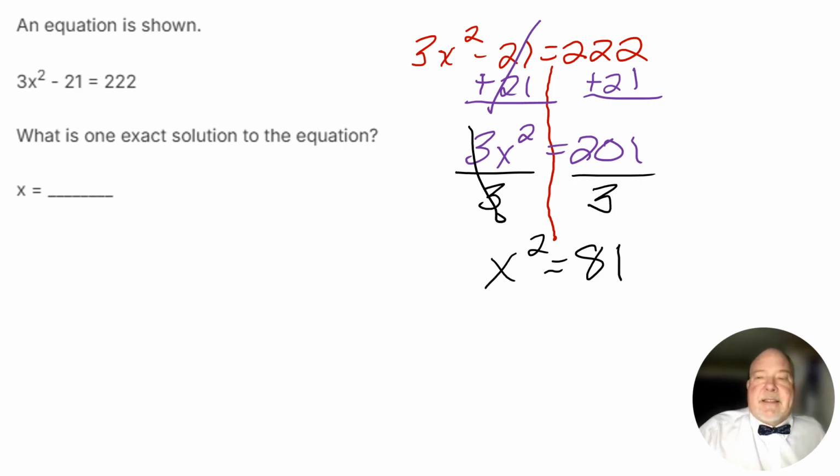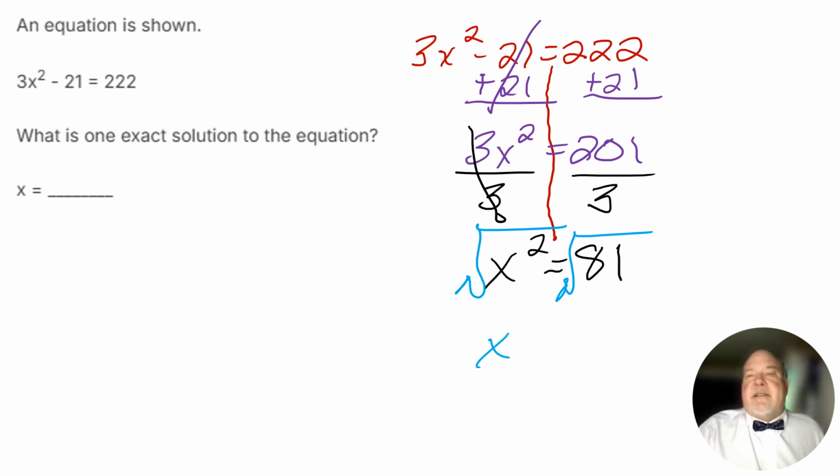And now this last step here, this is where a lot of students get stuck. The way you solve this is by taking the square root of both sides. So I'm going to take the square root of x squared and the square root of 81. The square root of x squared is x, and the square root of 81, it's just saying what number multiplied times itself is equal to 81. That would be 9. So I got an answer, but I only got one answer.